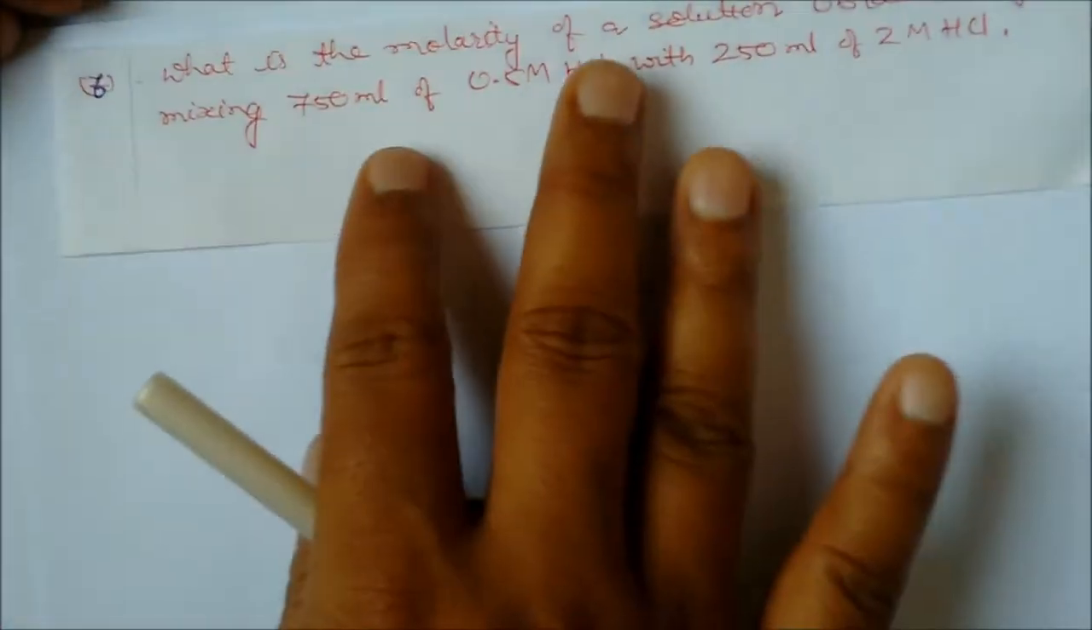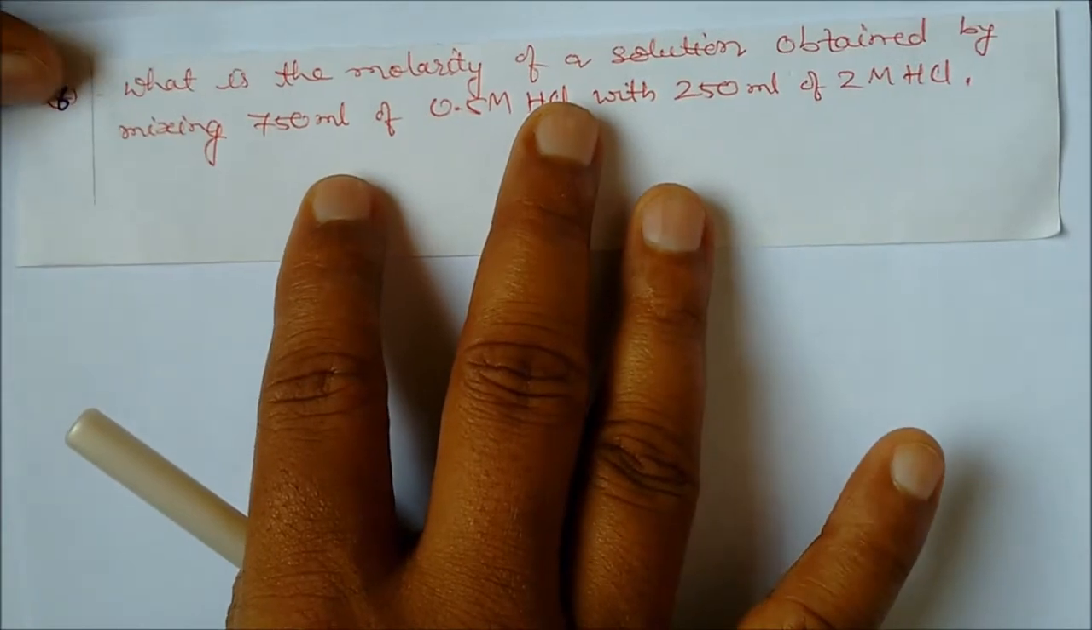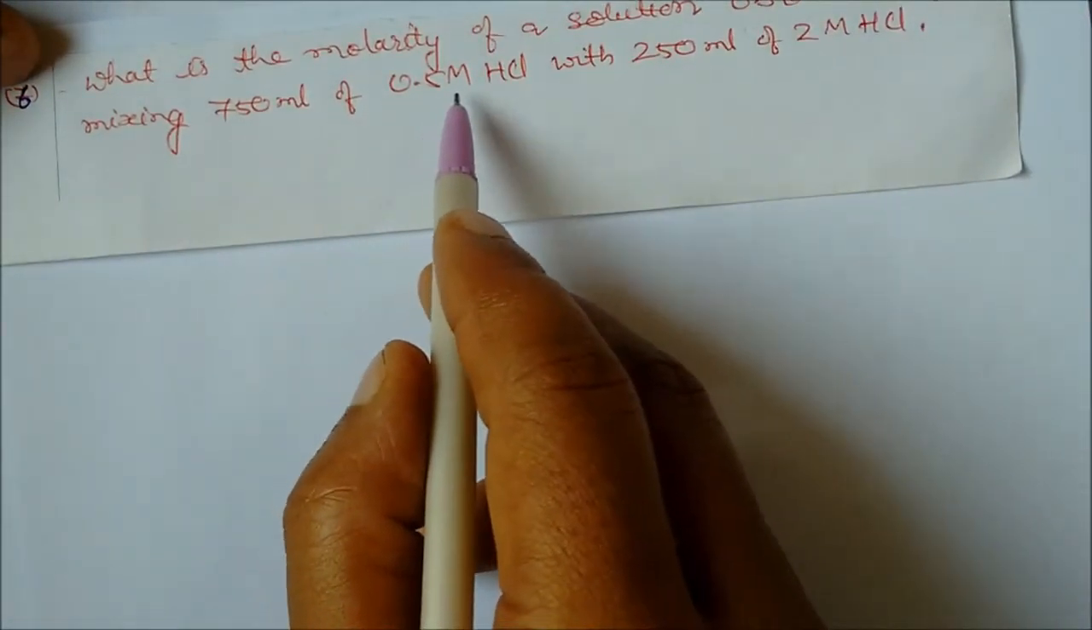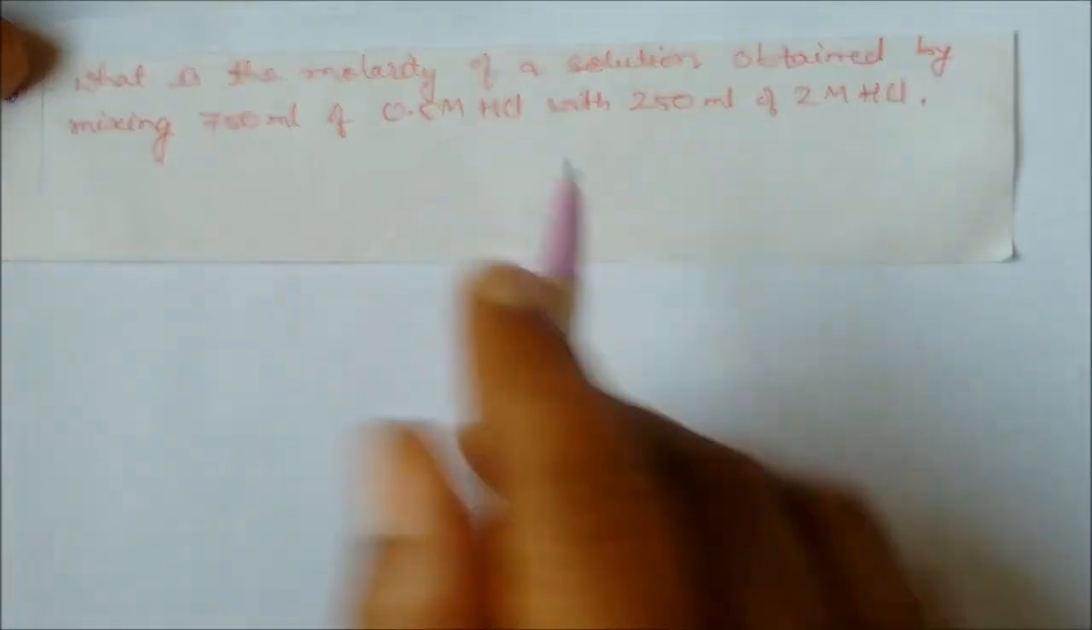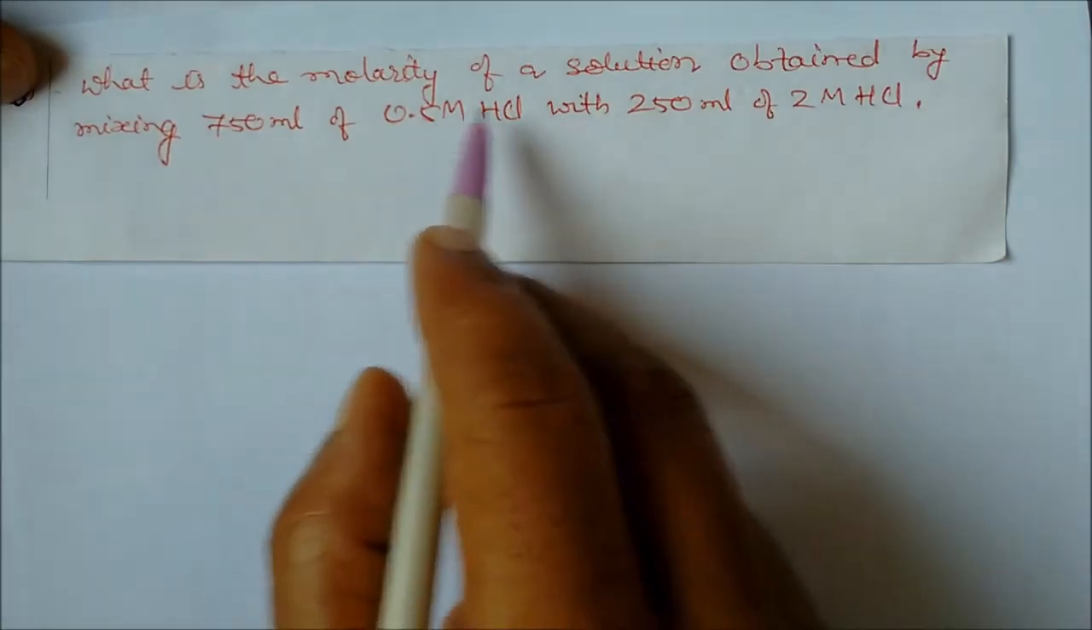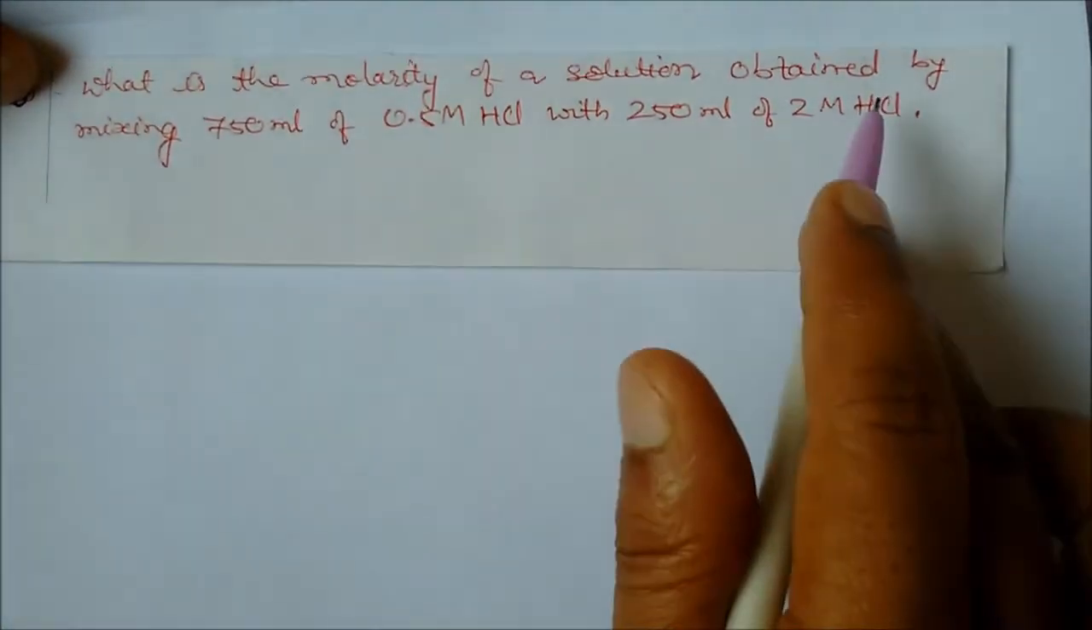Now we'll see the next problem. So the next problem is, again: what is the molarity of a solution obtained by mixing 750 ml of 0.5 molarity HCl with 250 ml of 2 molarity HCl? So this is the question: what is the molarity of the HCl solution obtained by mixing?